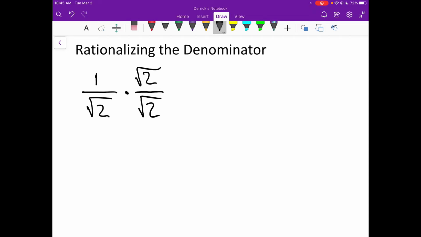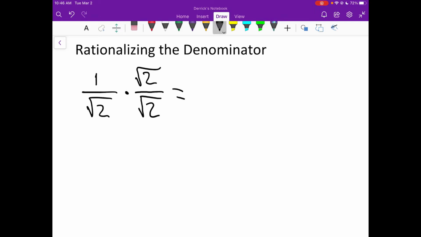And of course that would mean we have to multiply by the square root of 2 in our numerator as well. Remember, the reason behind that is anything divided by itself is 1, which means if we're multiplying by the square root of 2 over the square root of 2, we're essentially multiplying this problem by 1, and we know anything times 1 is itself, meaning we're not changing the value here. That's the important thing to understand.